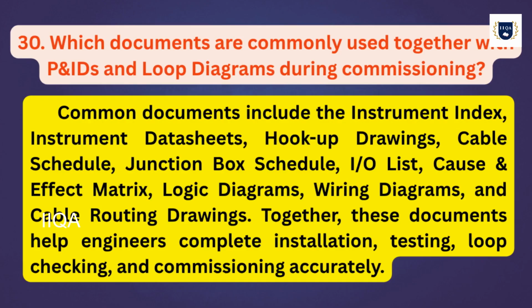Which documents are commonly used together with P&IDs and loop diagrams during commissioning? Common documents include the instrument index, instrument datasheets, hookup drawings, cable schedule, junction box schedule, I/O list, cause and effect matrix, logic diagrams, wiring diagrams, and cable routing drawings. Together, these documents help engineers complete installation, testing, loop checking, and commissioning accurately.